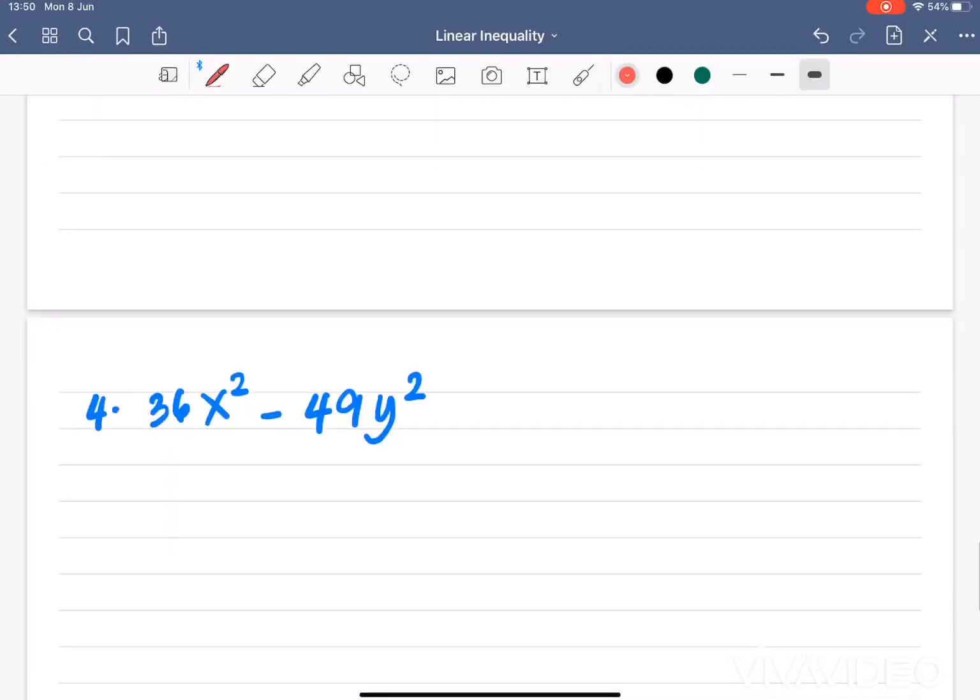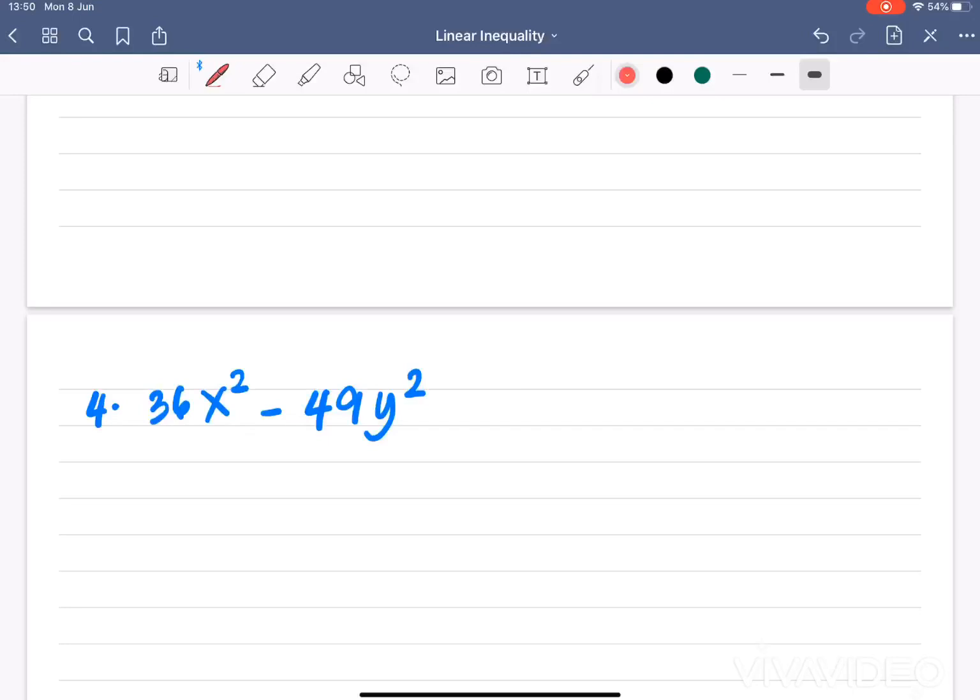Number 4. We have 36x squared minus 49y squared. It is just the same as examples 1 and 3, only that we have 36 and 49 as the coefficients of x squared and y squared. So what we're going to do is change 36 into 6 squared, and 49 into 7 squared.